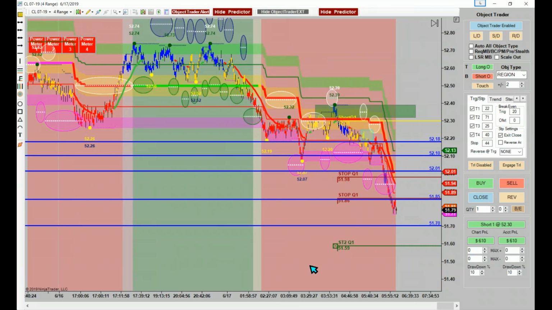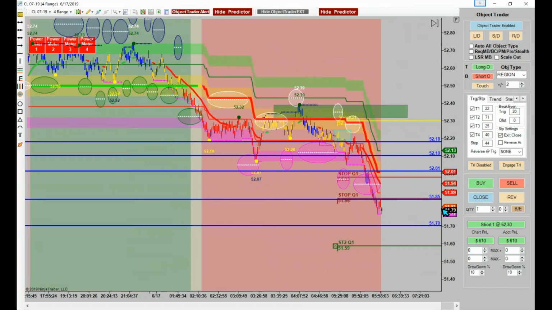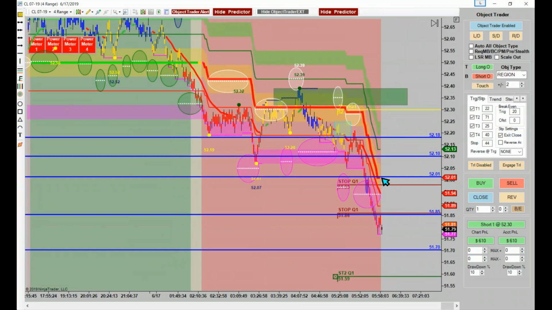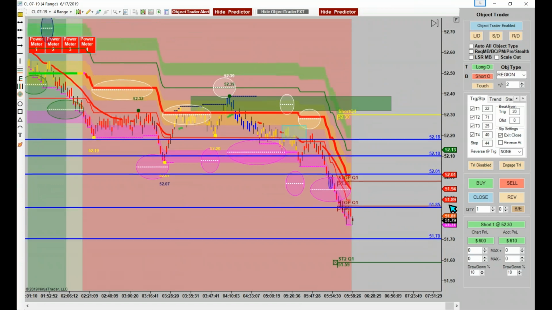Always be ready to bank these things, though, because you don't have to give it all the way back to mid-band. Okay? Mid-band on crude oil is 24 ticks from the bottom. I say that continually. Okay?